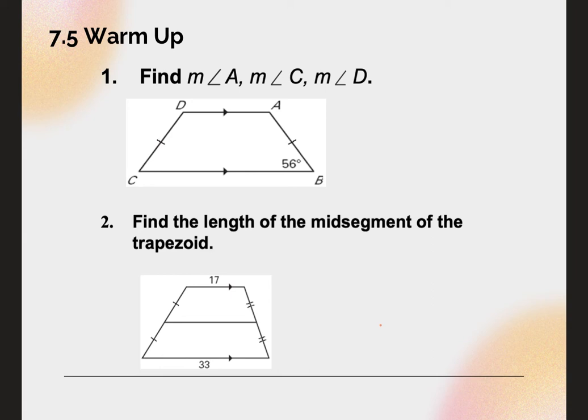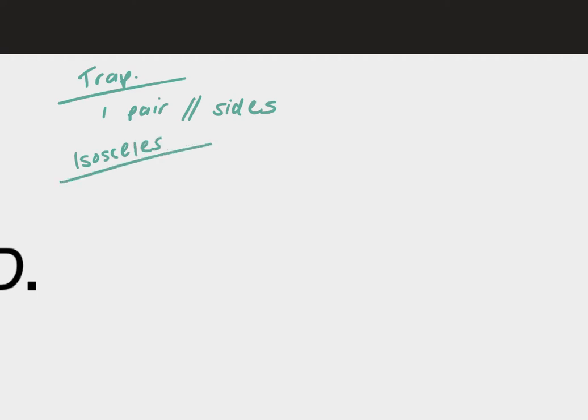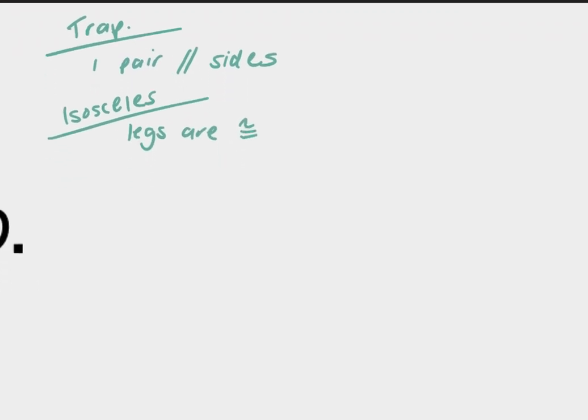All right, so yesterday we learned about trapezoids and kites. We learned that a trapezoid has one pair of parallel sides, exactly one, no more, no less. We learned that an isosceles trapezoid, which would have the legs congruent, has congruent base angles and diagonals are congruent.